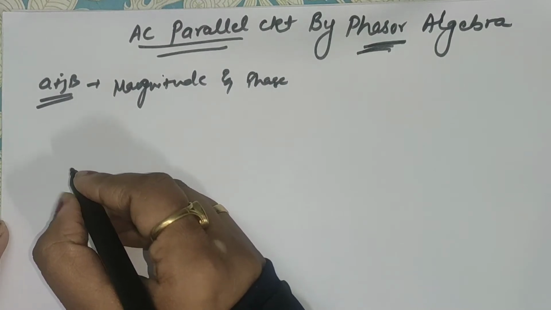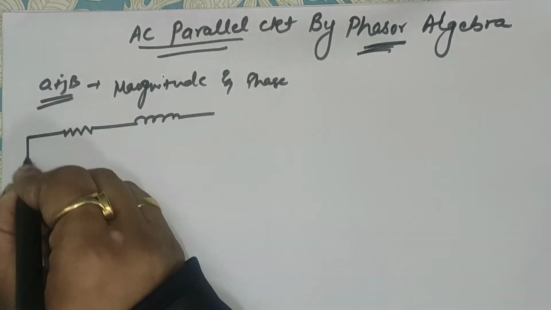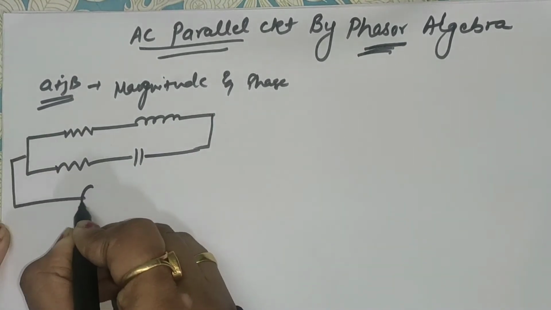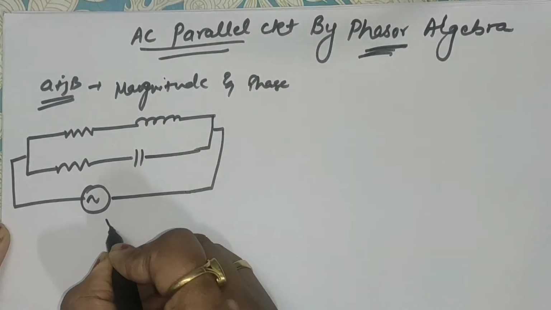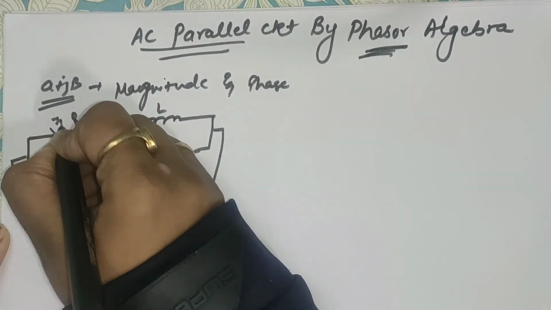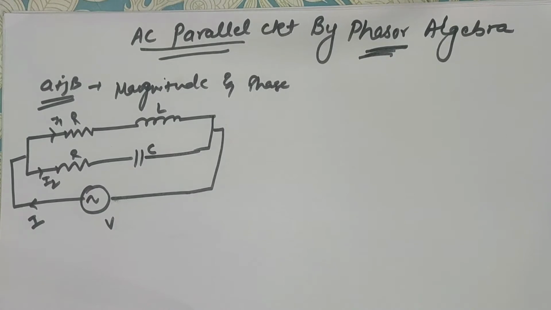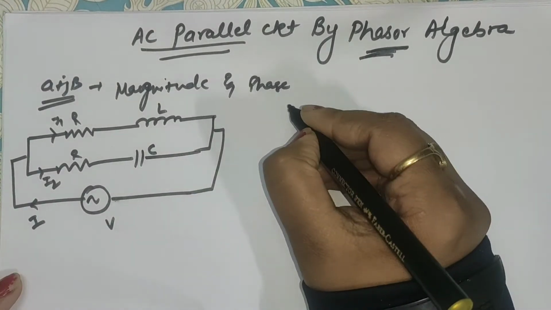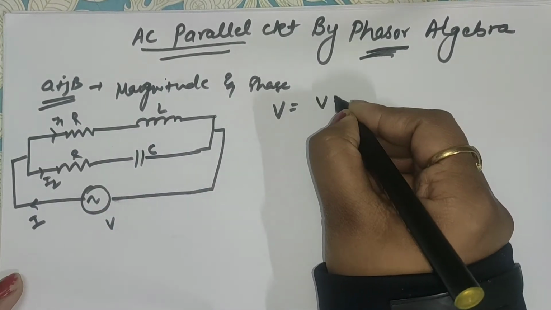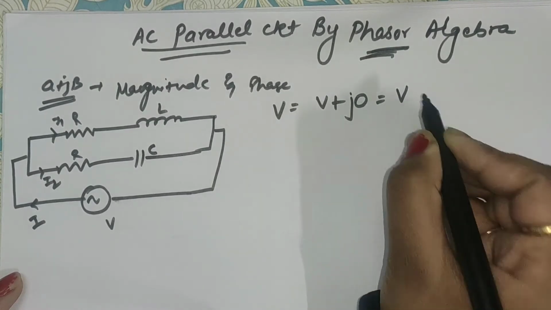The elimination is needed for the phasor diagram. Let's suppose R, L and R, C are connected in parallel with the AC circuit. This is your V, R, L, C connected, and I1 is flowing here and I2 is flowing here. Total current I is flowing from here, and this is the symbol of AC. Now what will the reference phasor be? V. The reference phasor will be V, that is V plus j0, that is V.